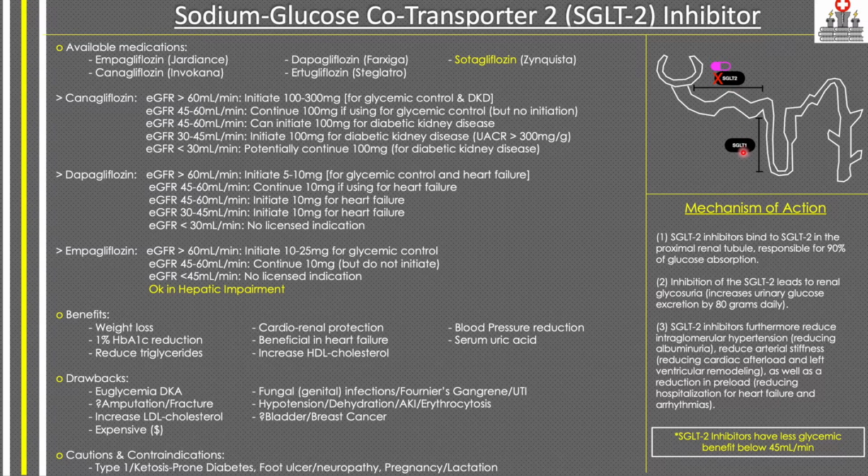And SGLT1, of course, is responsible for the remaining roughly 10% and is also present in the intestine. So normally we all have a threshold of about 180 milligrams per deciliter, whereby above this glucose appears in the urine, and this is known as glycosuria. When we take this medication, however, it inhibits the reabsorption of glucose, and there's excess spillage of it into the urine, and this contributes to the reduction in blood sugars and decrease in A1C.